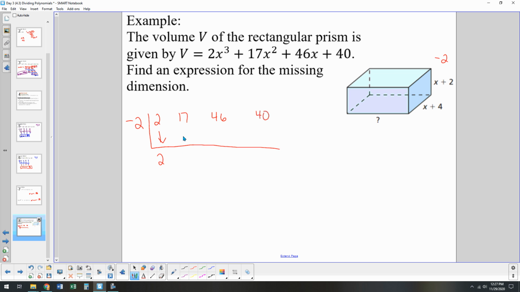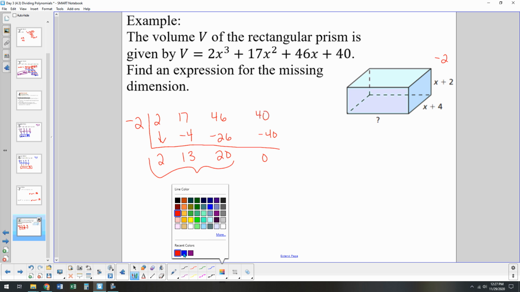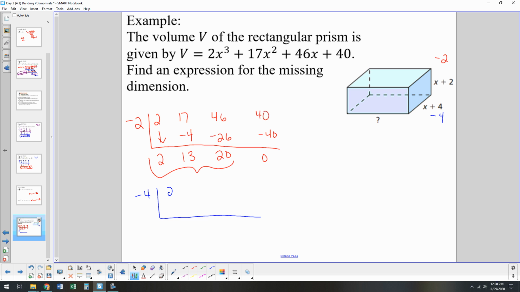So I'm going to bring the first one down, and I'm going to start. So we get 13, negative 26, we get 20, we get negative 40, and 0. Something we haven't talked about yet is if the remainder is 0, that means the term was actually a factor of the polynomial. So we always are looking for 0 for it to be a factor of the polynomial, and we'll get into that in later sections. So what this means for us is now I'm going to take these three and make a new problem, but now I'm going to use the negative 4 from x plus 4.